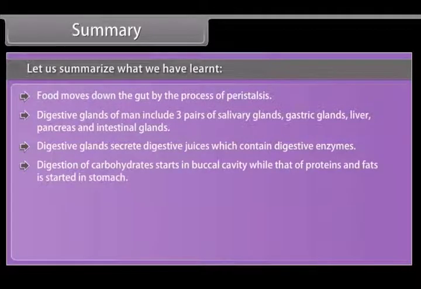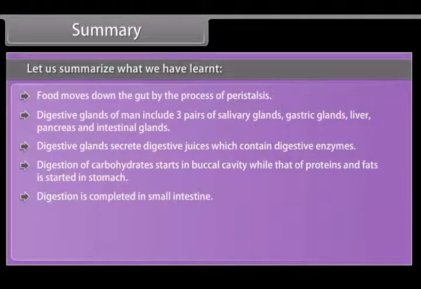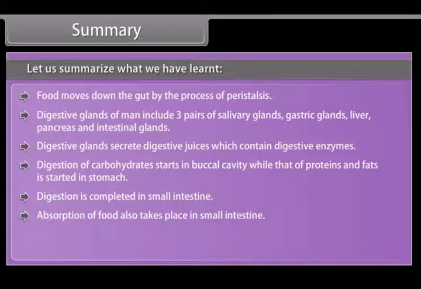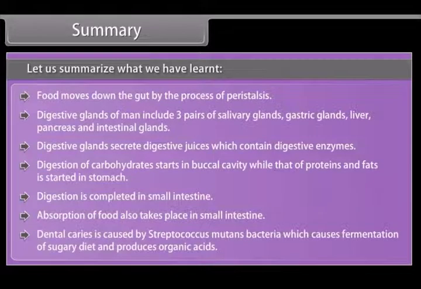Digestion of carbohydrates starts in buccal cavity, while that of proteins and fats is started in stomach. Digestion is completed in small intestine. Absorption of food also takes place in small intestine. Dental caries is caused by Streptococcus mutans bacteria, which causes fermentation of sugary diet and produces organic acids.